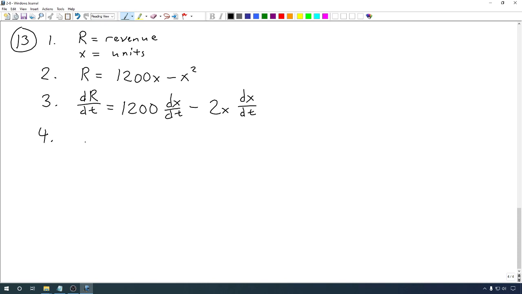Step 4, now we're going to need to plug in our values. So we're given information about the problem. We're actually told that the sales are increasing at a rate of 23 units per day. We have to interpret what that means. So we're talking about units per day, so we're talking about x changing. We're saying that the rate of change of x is 23 units per day.